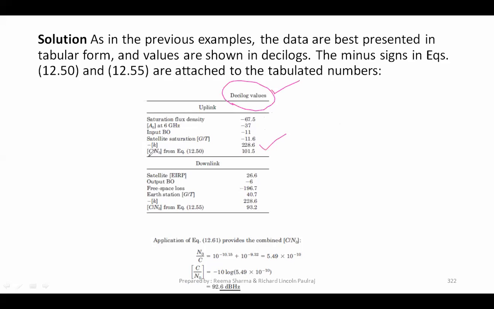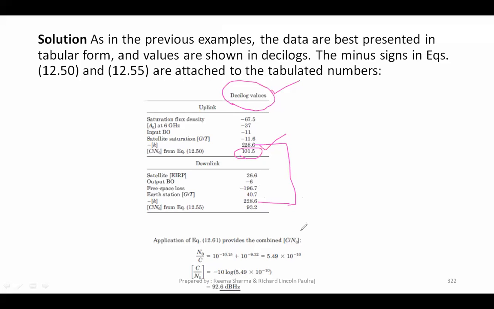And your C by N, okay, you'll be getting from the equation that we discussed previously. Once calculated, you'll be getting about 101.5. Similarly, you'll be calculating for the downlink as well. Okay, as you can see, the K used is the same, right? It's the same, and different parameters are mentioned here for your downlink.